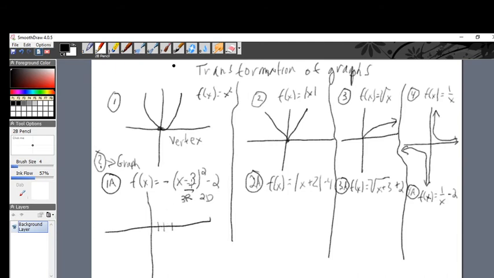Anyway, what does it say? This tells me to go 3 to the right and 2 down. 1, 2, 3 to the right, and go down 1, 2. And here's where my parabola starts. It's going to have this shape of a parabola. But there's one more thing we've got to remember. Since there's a minus here, it's opening downwards. And there is the transformation. And that's it. This problem is done. 1A, done. That's the graph.